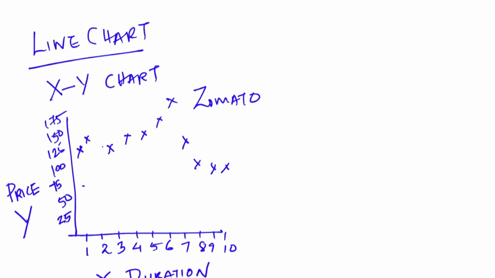So if you want to plot the XY chart or line chart, you need to connect all the dots. Each dot represents the closing price on a particular month. So for the first month it will be like this. After that you connect all the dots. So it is basically the line chart. On these points you can smoothen the curve using a simple line. So it shows the line chart.